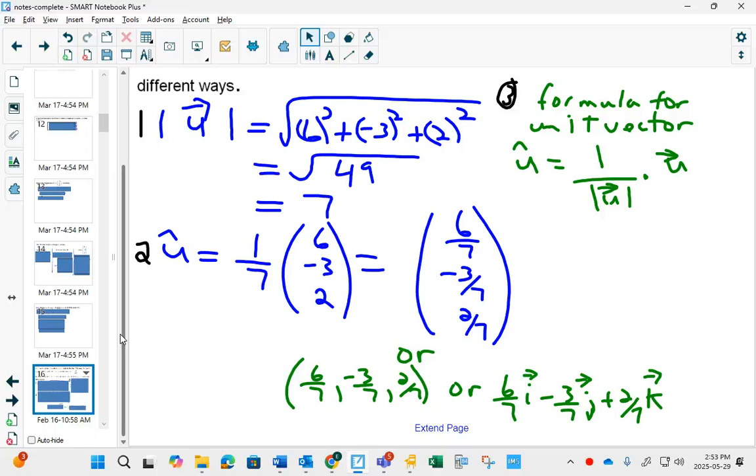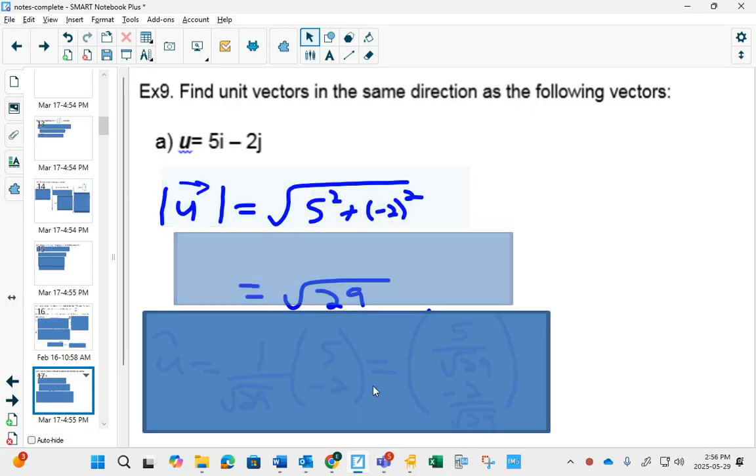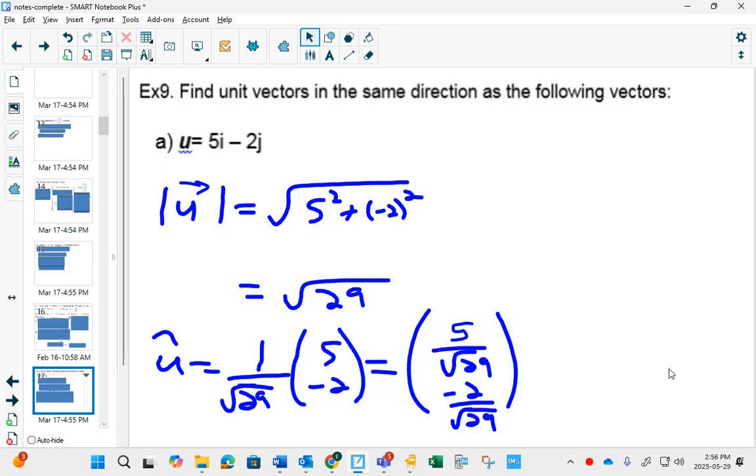So try number 9 and 10. I'll put the answers up in a second. Number 9. And again, I like it with the 1 over square root of 29 out in front, but you could distribute it in. You could rationalize it. You could do a whole bunch of extra math not needed.